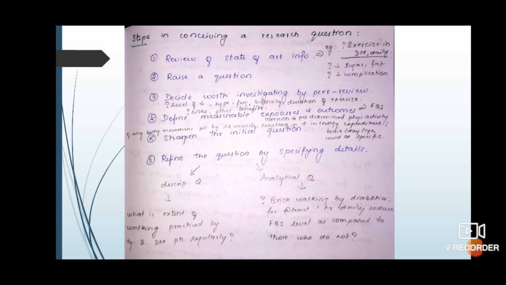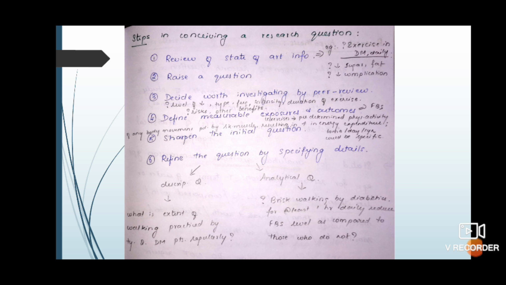Here we'll be looking into the example which we already saw. For example, we are reviewing some articles and journals. There we see many researches are made on exercise and diabetes mellitus. So we have to know whether exercise in diabetes mellitus daily will reduce the complications or will reduce the fasting blood sugar levels. That is the question we are raising in our mind.